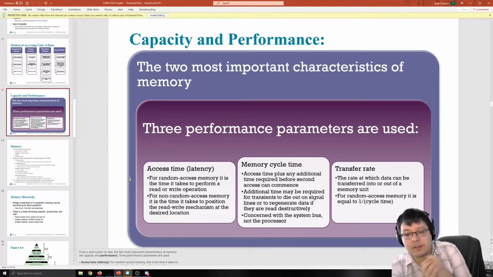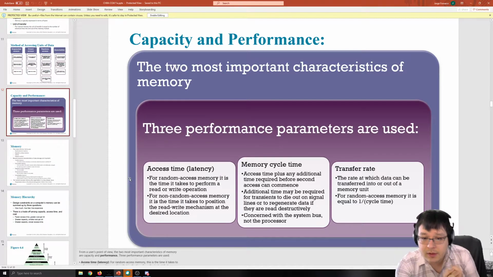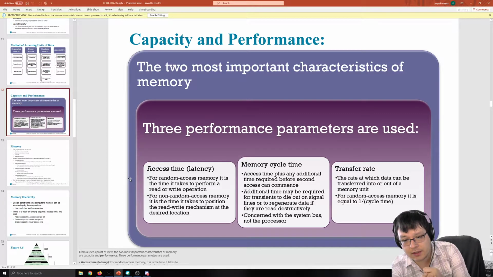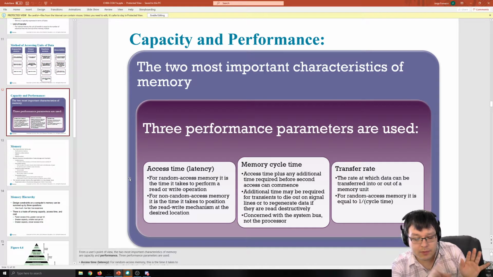Now, what is memory cycle time? Memory cycle time is how long it takes, once you've read something, to be able to read the next thing. So even in RAM, there's a certain delay. It's a constant delay, but there's a delay between reading one word and reading the next word. That's because the wires have to clear out before you can access the next thing. And that's what they mean here when they say additional time may be required for the transients to die out on the signal lines or to regenerate the data if they're read destructively.